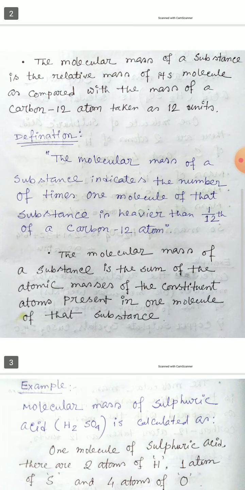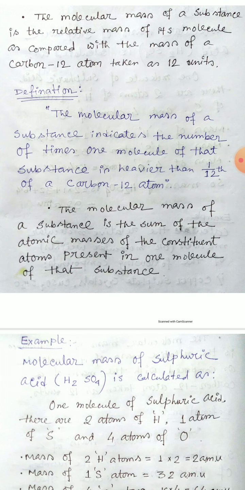Now molecular mass. We know that molecules are composed of atoms. Now you have to understand what is molecular weight. In simple words, molecular weight or molecular mass is the mass of one molecule of a substance. But there is a scientific definition: the molecular mass of a substance is the relative mass of its molecule as compared with the mass of a carbon 12 atom taken as 12 units.